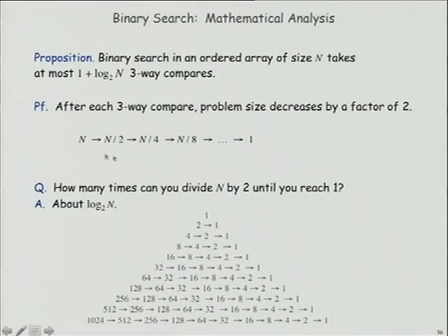And the partial proof is after each three-way compare, the problem size decreases by a factor of 2. But this still doesn't answer how it is log n times. The question is then, how many times can I divide n by 2 so that I can reach 1? Now I will prove this in detail using mathematics at some point later this semester, in fact next week.